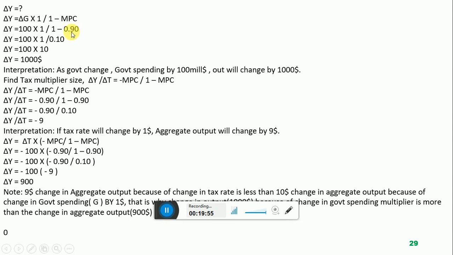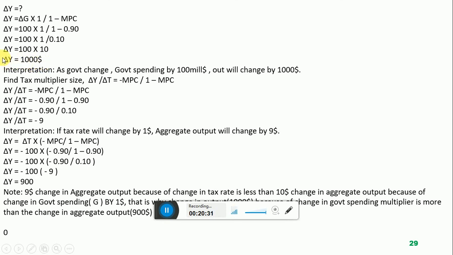I am repeating: 90% of Afghans are consuming and 10% of Afghans are saving. So delta Y is equal to 100 multiplied by 1 divided by 1 minus 0.90, which is 0.10. Delta Y is equal to 100 multiplied by 10, and delta Y is equal to $1,000. So this is the calculated change in aggregate output level.